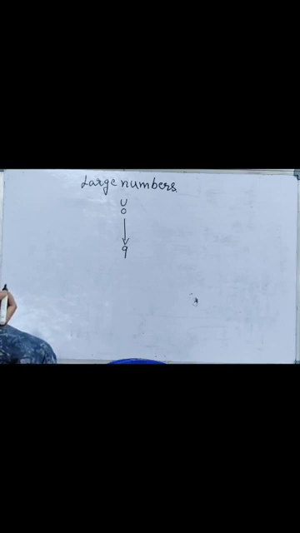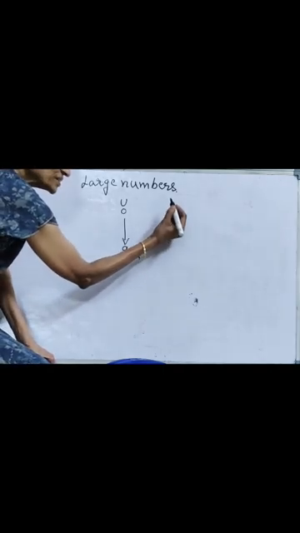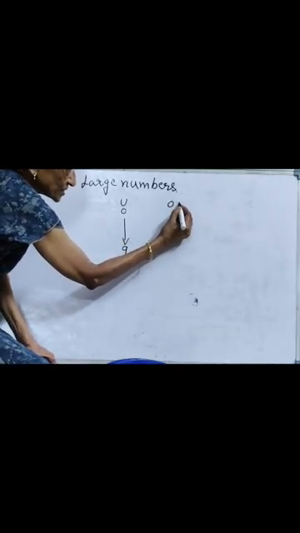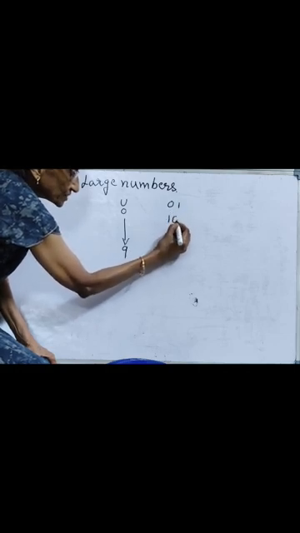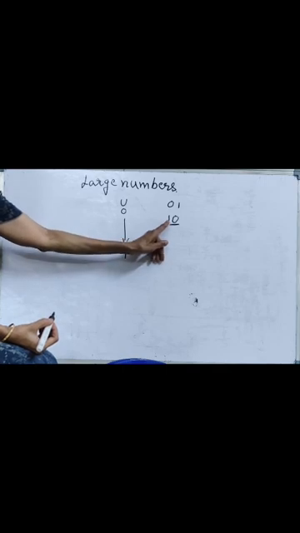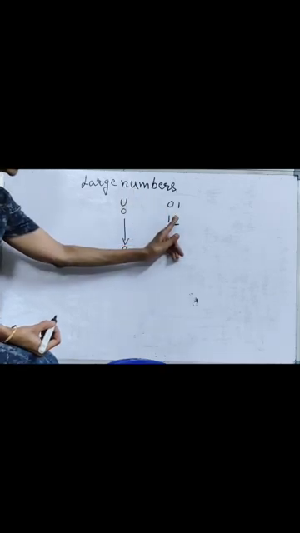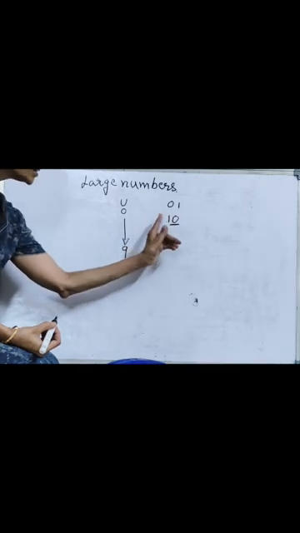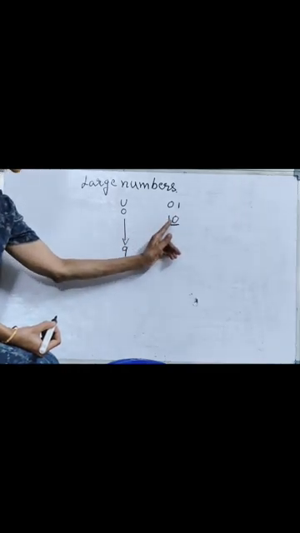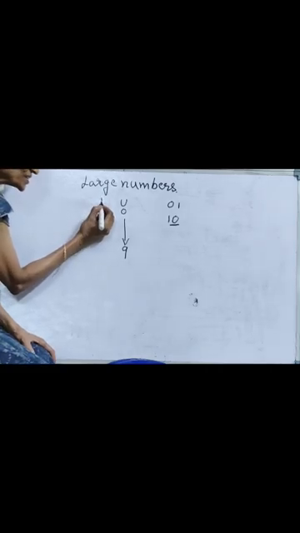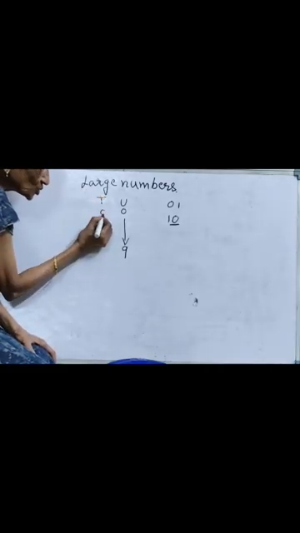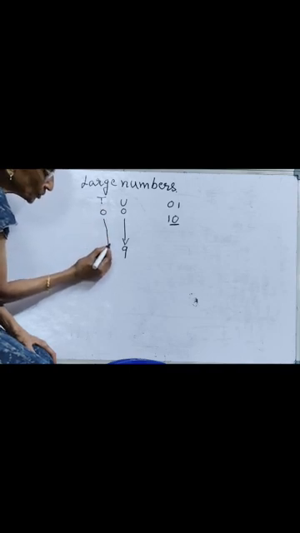Then the next number after 9 is 10. How to write 10? Do you write 10 like this or like this? You write 10 like this. Correct. So the 10th place comes behind the unit place. So first is unit, then behind it is 10th place. So here I'll write 10th place. It also starts from 0 to 9.